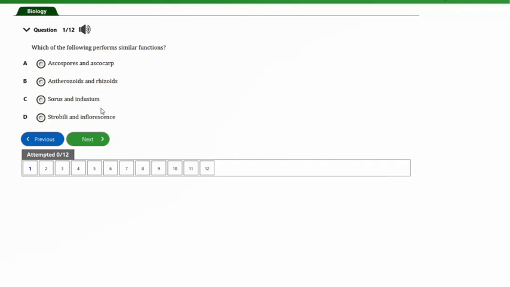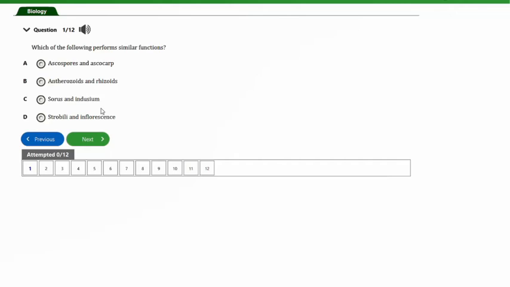And the question says, which of the following performs similar functions? A. Ascospores and ascocarp. B. Antherozoids and rhizoids. C. Sorus and indusium. And D. Strobili and inflorescence. So guys, the answer to this question is option A, and that's ascospores and ascocarp.